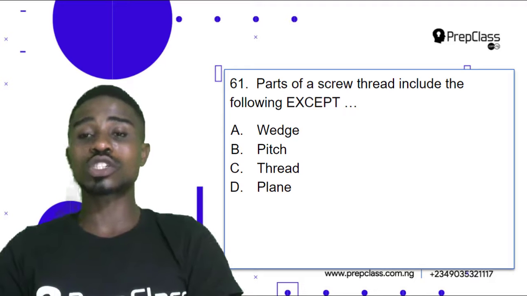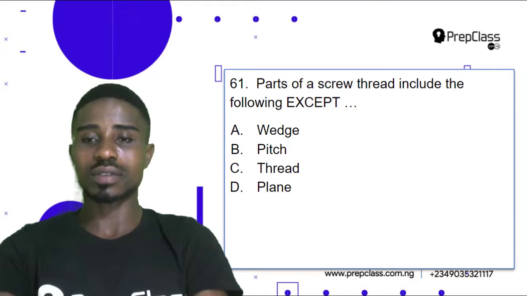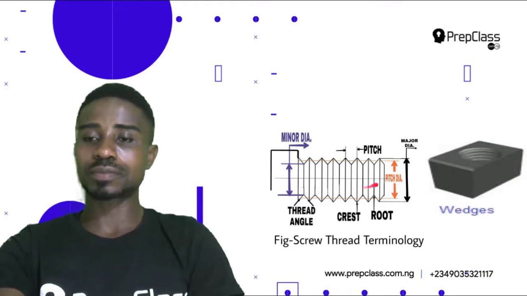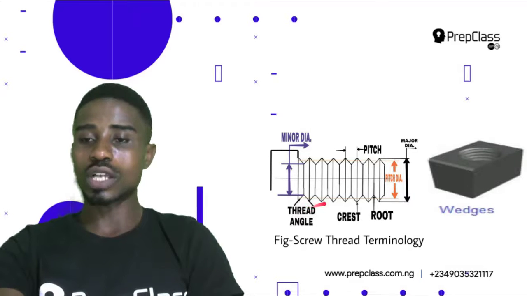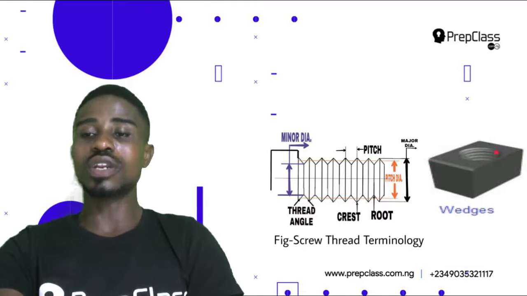Now, for us to answer this question, we need to look at a screw thread and see its parts, then know which one of the options is not our correct answer. Let's check it out. So this is a screw thread. You can see the pitch, you can see the thread angle, you can see the wedges, but there is nothing as described here as a plane. So there's nothing related to a plane when you're talking about parts of a screw thread.